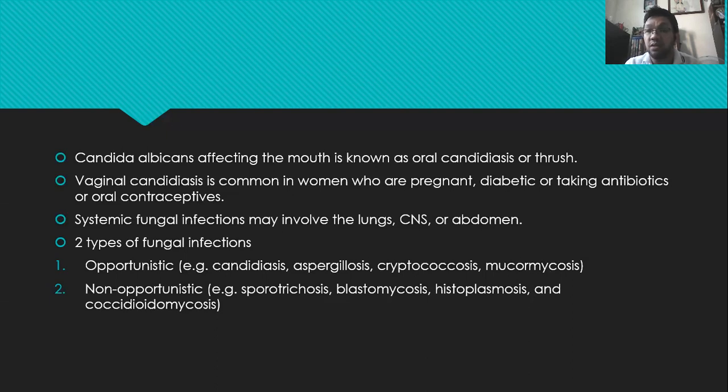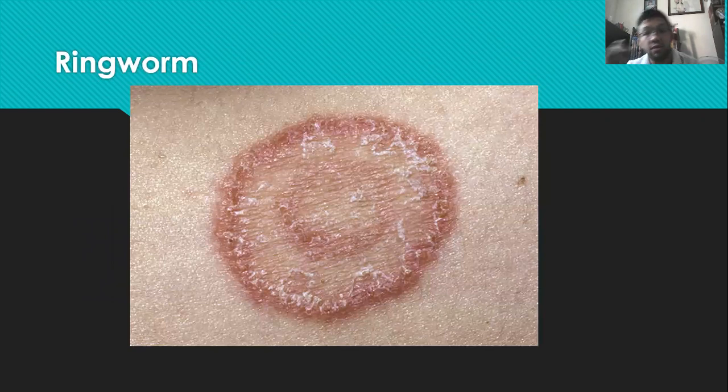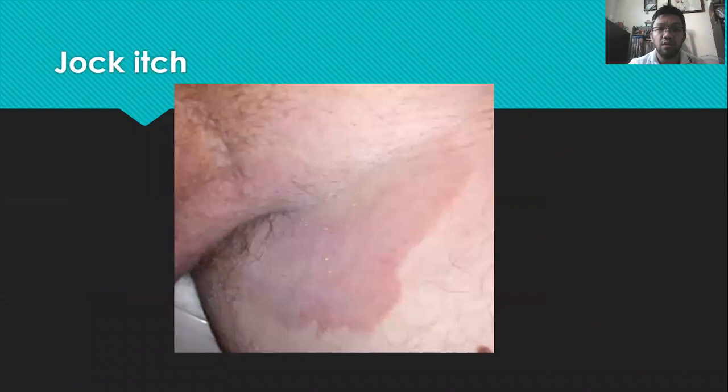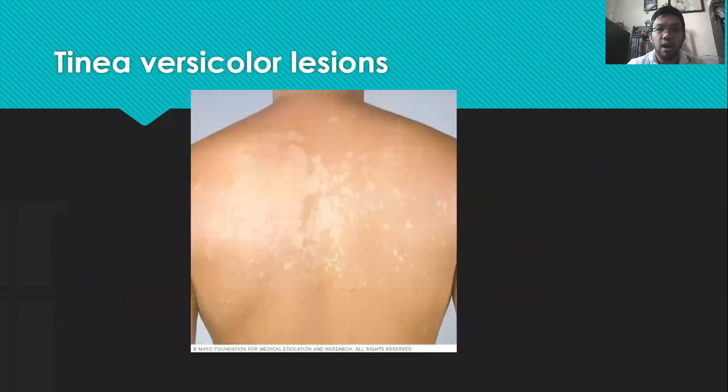You can have these kinds of infections, for example histoplasmosis. It's a zoonotic disease. You can get this from animals, such as birds or even bats. So these are the different types of fungal infections of the skin. We have the ringworm, and you have the jock itch, which is found in the groin area. You have the Tinea versicolor lesions. In Filipino, this is known as an.